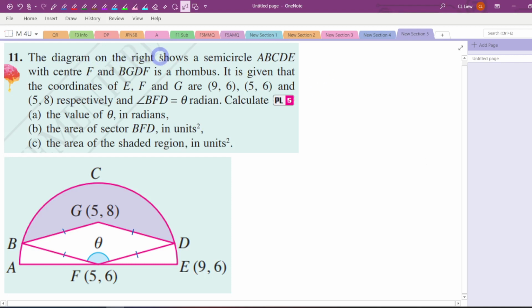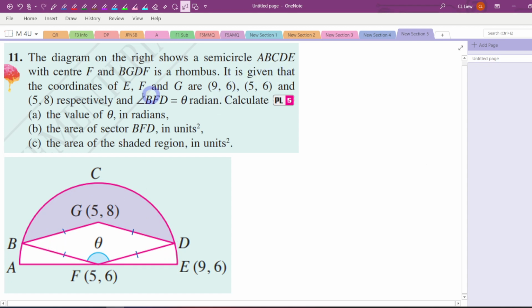The diagram on the right shows a semicircle A, B, C, D, E with center F, and B, G, D, F is a rhombus. So this is B, G, D, F. This is a rhombus, so we know all the sides here have the same length. This is one of the properties of a rhombus.